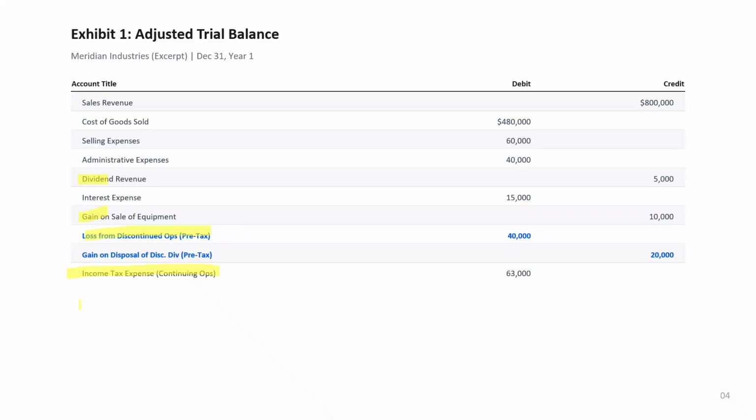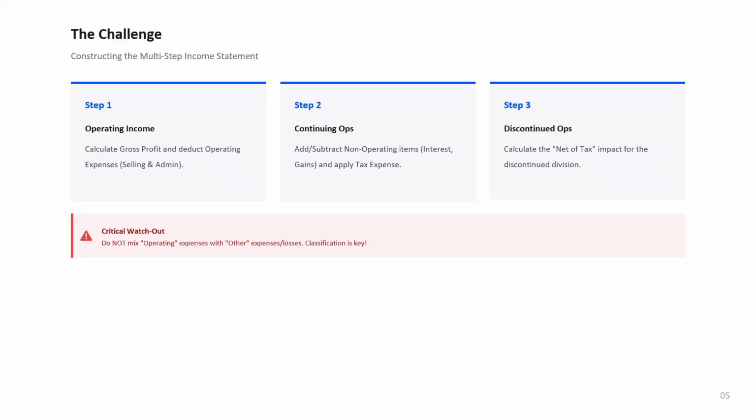Okay, so now we have this raw data. Now let's outline the steps and start constructing the statement. Okay, and here is our three-step process, how we are going to construct our multi-step income statement. And the first step, we are going to calculate the operating income. How do we do it? We basically calculate the gross profit, then we are going to deduct operating expenses.